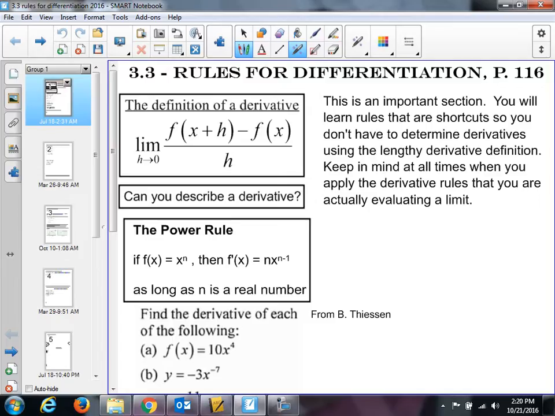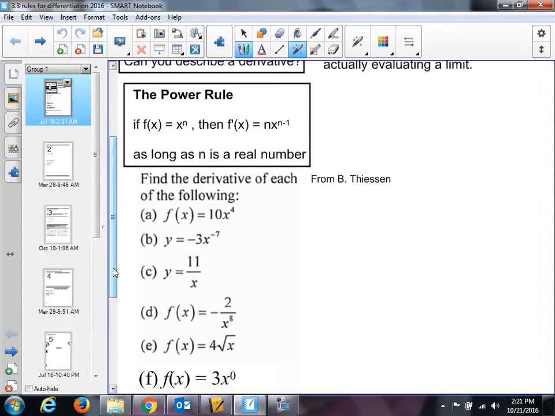That's what you're finding. And I say it's an important section. You're going to learn these shortcuts instead of using that definition, but always keep in mind, you're actually doing a limit. You're not actively doing it though, but you still find it. So these limit rules, there's a reason why you've got to keep it in mind. It'll come up every once in a while.